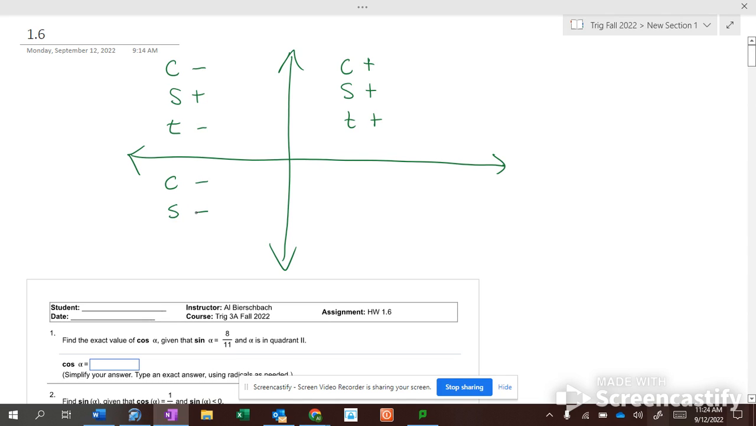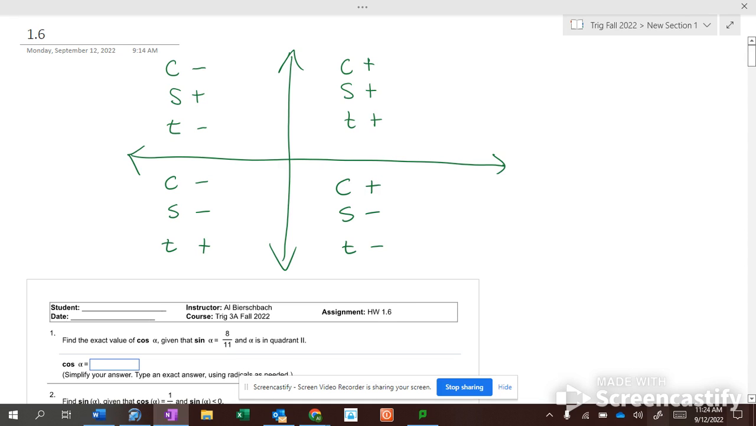Okay? All right, quadrant 3, cosine. Negative. Sine. Negative. Tangent. Positive, because a negative divided by a negative is a positive. Quadrant 4, cosine. Positive. Sine. Negative. Tangent. Negative. There we are.